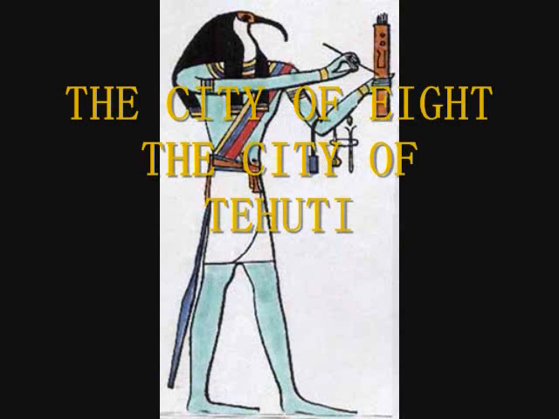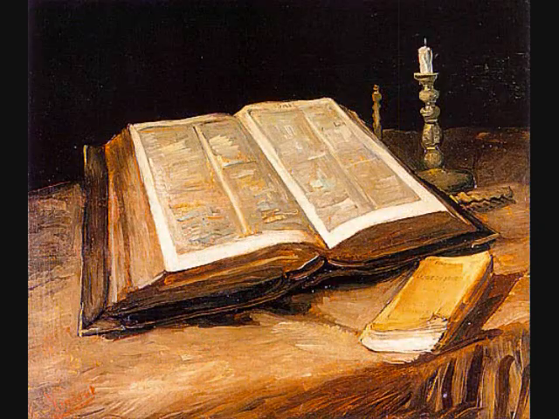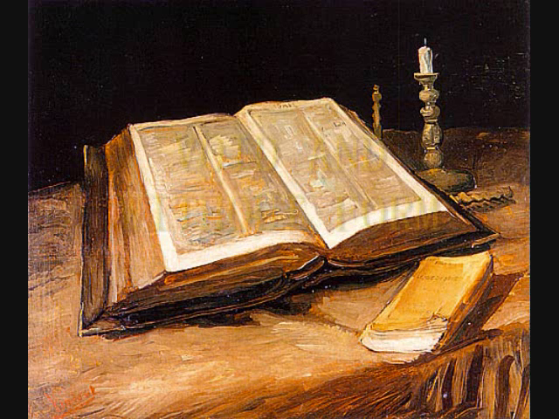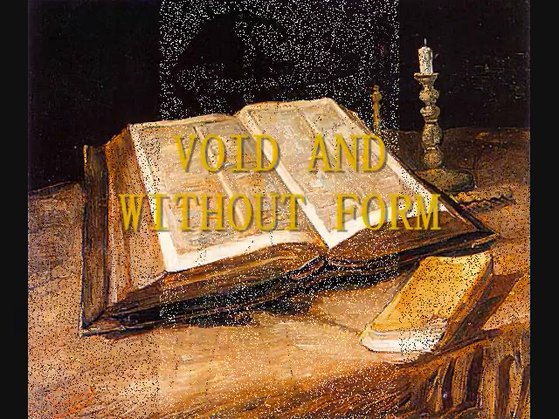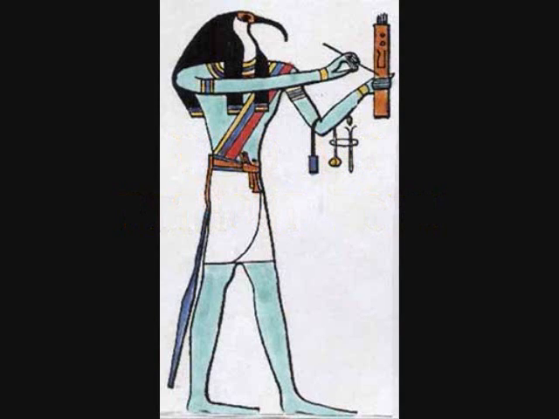All right, so now let's look at the 4 pairs from the city of 8, the city of Tahuti. The number 8 is called Ogdoad, and this is the 4 pairs. In the Kemetic text, it states that the Noon is the pre-creation chaos. And in the Bible, we read where God creates the heavens and the earth is void, without form. So, what are the 4 pairs?